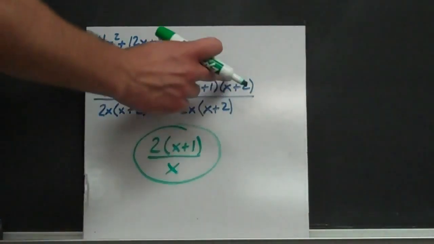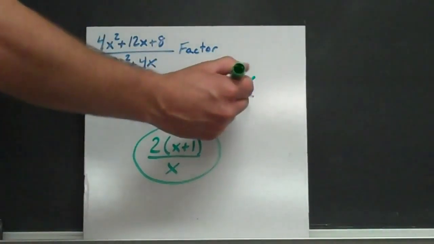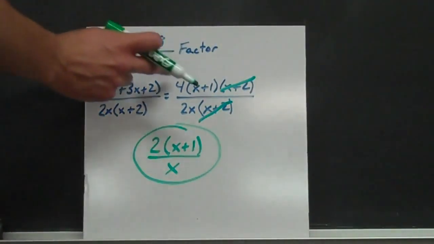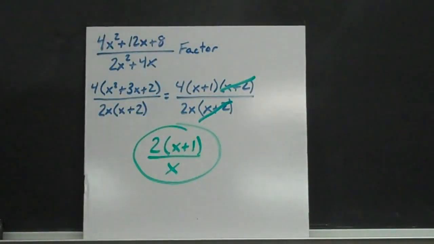Now we can see that on the top and on the bottom, we have an x plus 2, so we can get rid of those. We have an x plus 1 on top, we don't have an x plus 1 on the bottom, so that's going to have to stay there. We have a 4 on top and a 2x on the bottom.